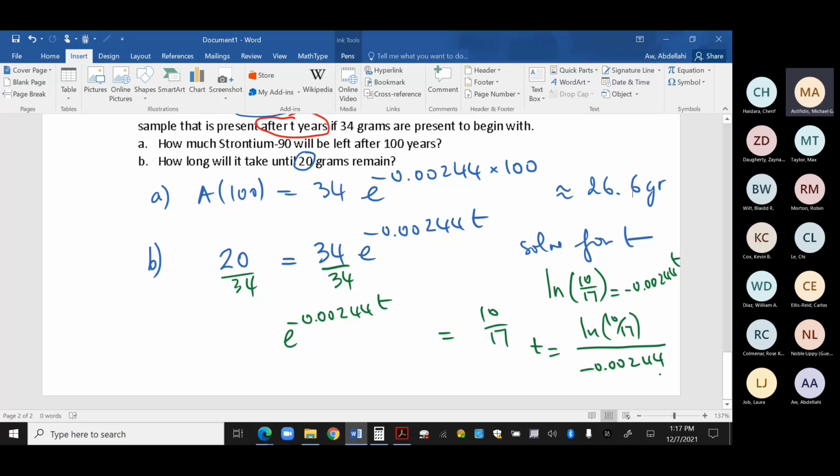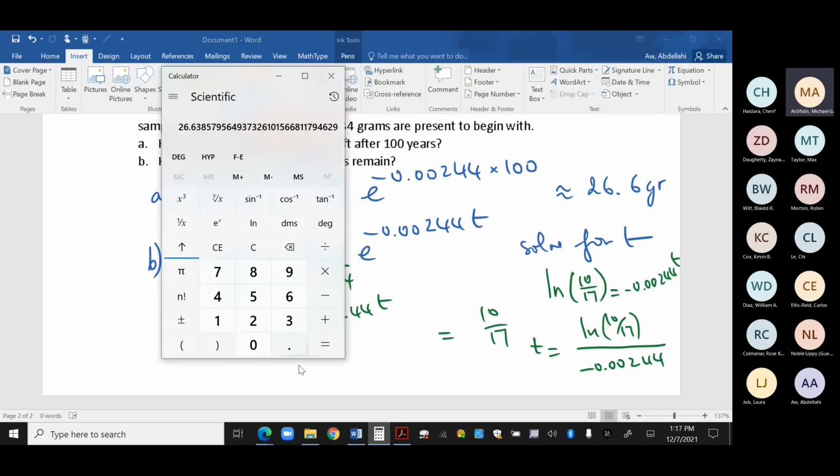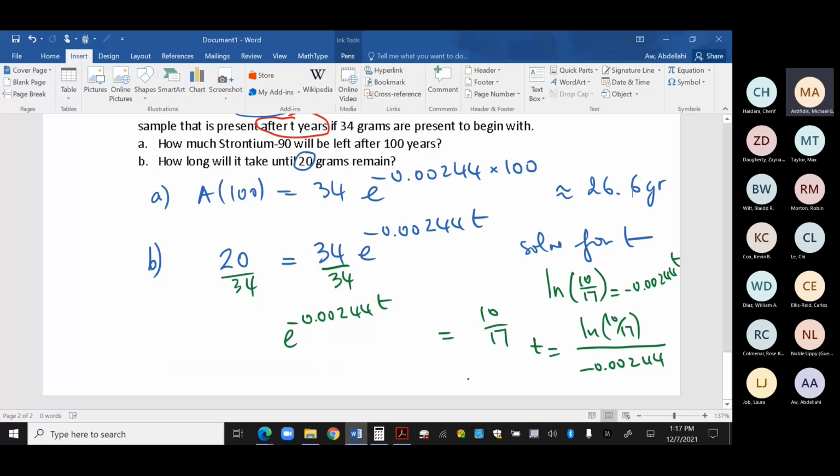0.00244, right? If I take my calculator out, I get 10 over 17, take the ln of that, which is this, and then divide by negative 0.00244. So, 217 years.